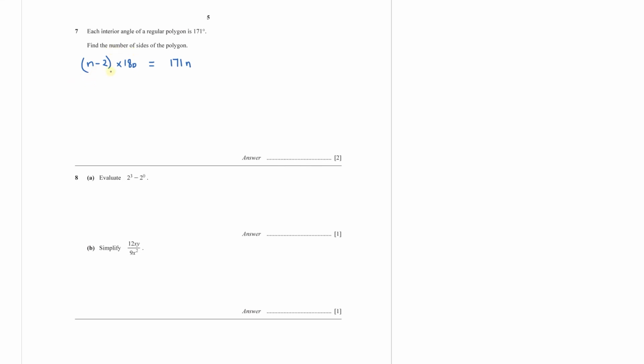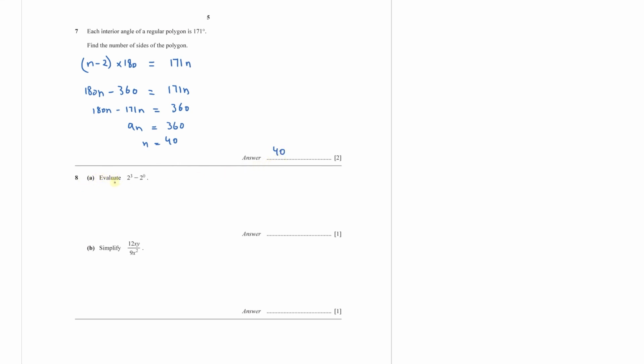So if I open up the brackets, I get 180n minus 360 equals 171n. If I bring this here and this to the other side, I get 180n minus 171n equals 360. 9n equals 360, and then n equals 40. So the number of sides of your polygon is 40.